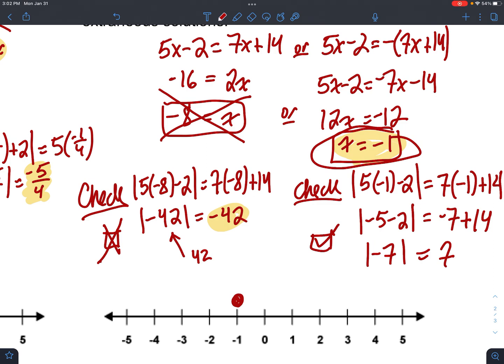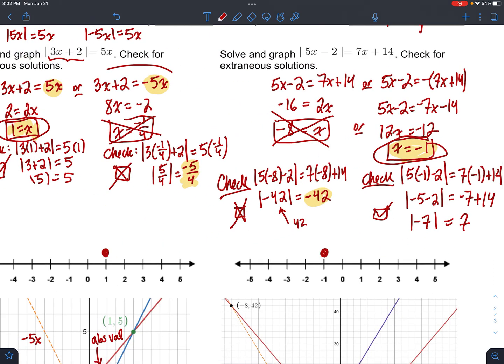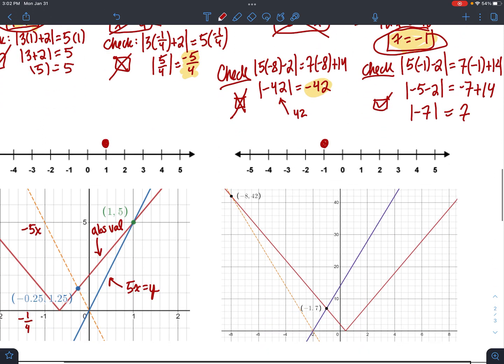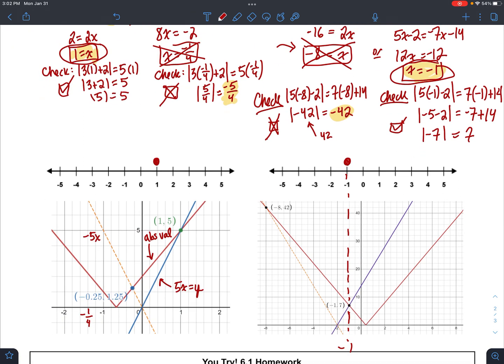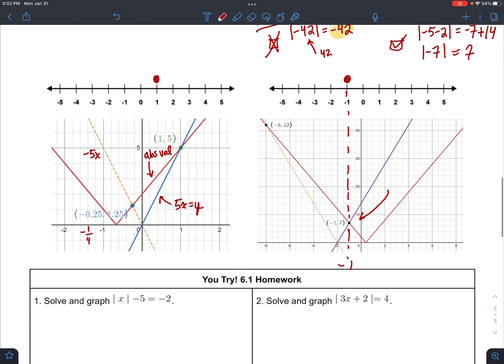And we're going to look at more of the graphs of these at the end of the chapter, so don't worry too much about the Desmos pictures here. But all I want you to see is that, hey, this even lines up. At x equals minus 1, we have one intersection point. The point negative 8, comma 42, which was this solution that we got up here, it does not intersect that blue line. Okay? So that's all I want you to see here, is that there's only one intersection point.